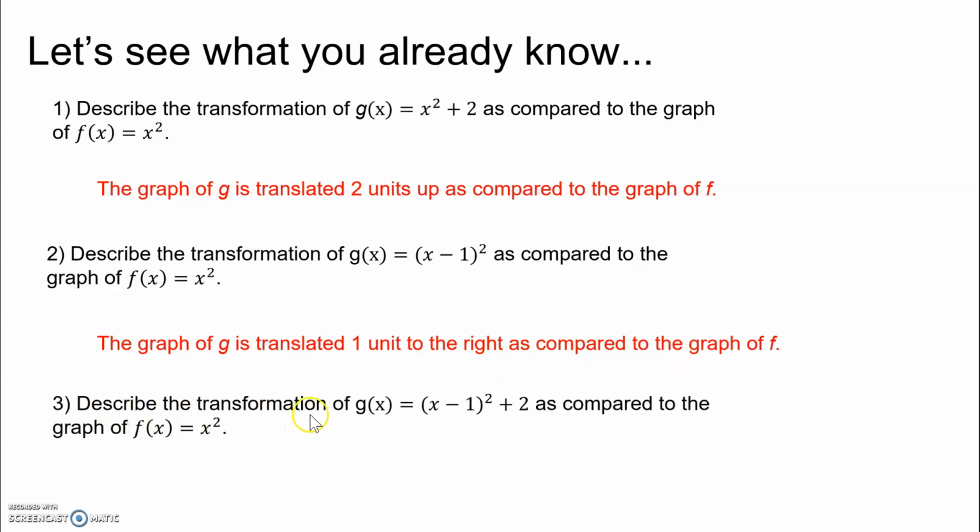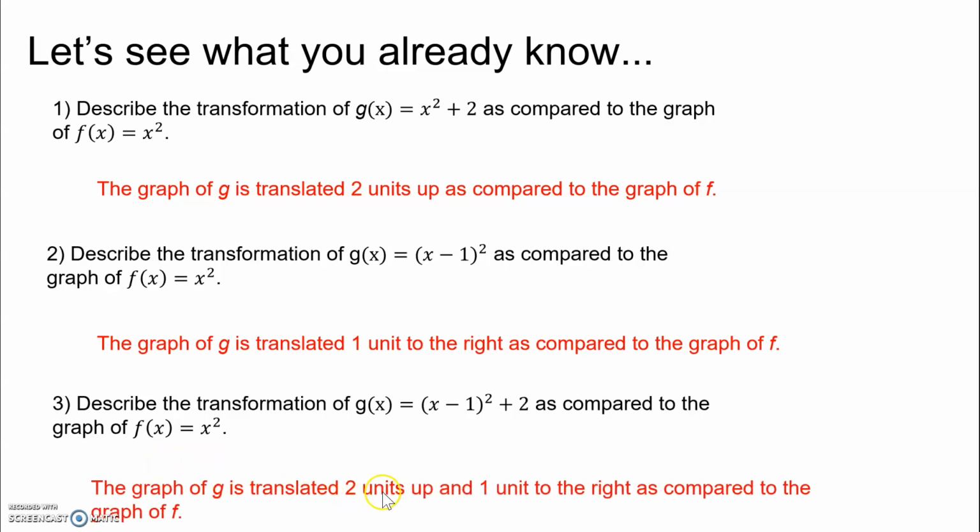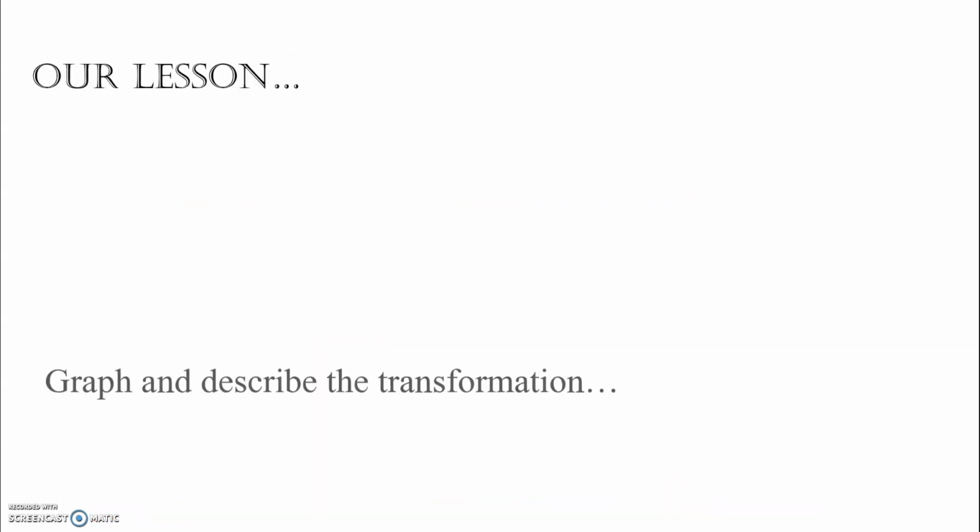And then the third one, the transformation of g of x equals the quantity x minus 1, squared, plus 2 as compared to the graph of f of x. So the graph of g is translated 2 units up and 1 unit to the right as compared to the graph of f. Now let's go to our lesson.